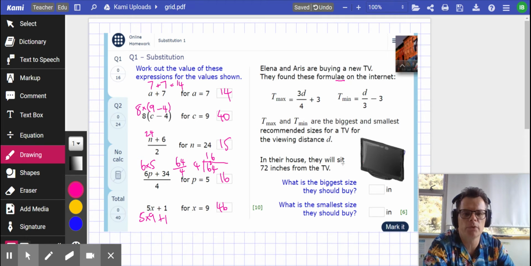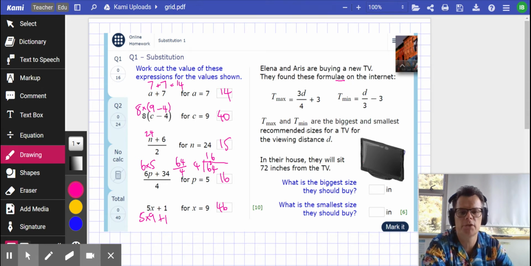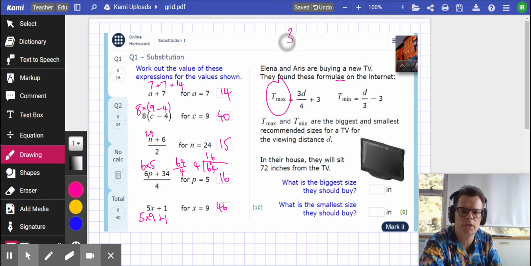In their house, they will sit 72 inches from the TV. What is the biggest screen they should buy? The biggest screen, so that's this formula. And it says that D, the distance, is 72. So you have to put 72 in this formula. So it's 3 times 72, because it's 3D, 3 lots of 72, divided by 4, then add 3. So that's what happens if you put D as 72. So you have to do the maths for that.